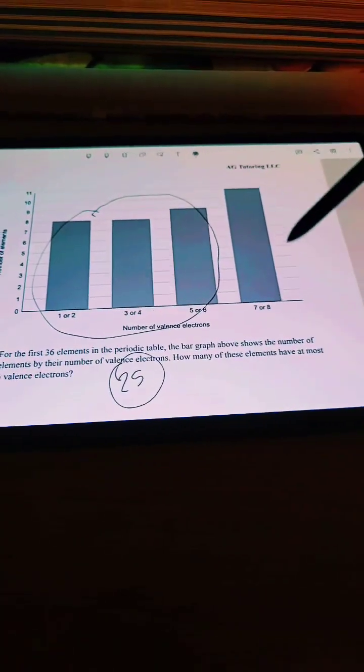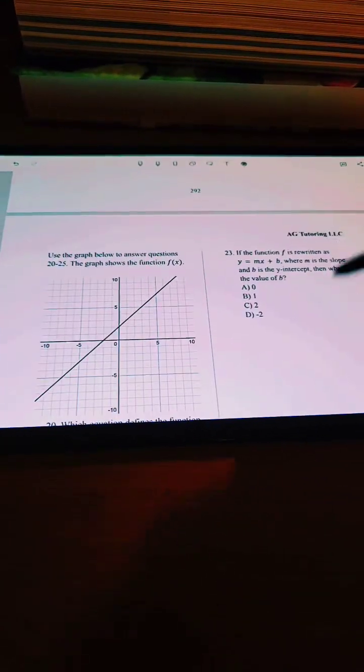So yes, correct. 7 or 8 does not work because it's above it. So it wouldn't be like at most 6 valence. It would be past that.